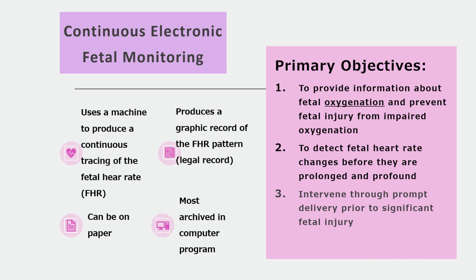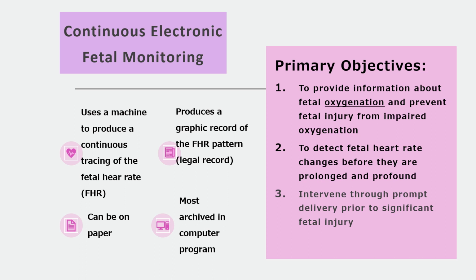Do we need to deliver this patient right away, or can we allow her to continue to labor? And we want to prevent fetal injury from impaired oxygenation. We want to detect fetal heart rate change before they can become prolonged and profound. So when we're looking at these fetal monitor tracings, we're looking over a period of time. We can tell very little by looking at a small piece of it. You have to go back, what was going on before, and then we have to continue to monitor. How are things evolving with this patient?